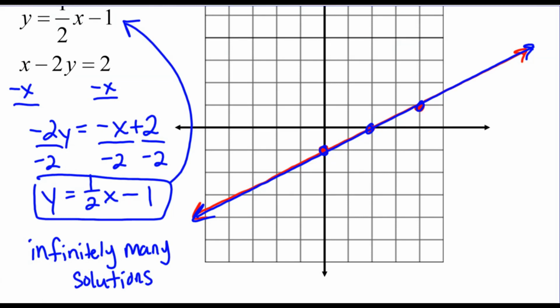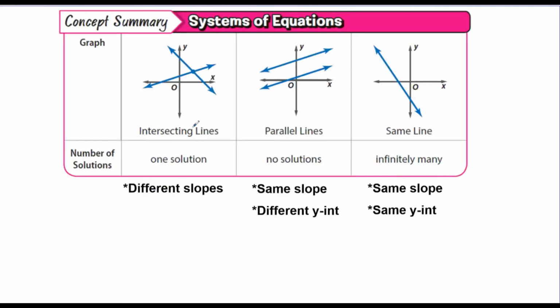So there are 3 different possible outcomes to solving a system of equations. And they are, you have the first scenario where you have intersecting lines. And that's easy to see because if you're looking at the equations, they'll have different slopes. If your equations have different slopes, they're going to intersect somewhere. Then there's one solution. They'll only cross once.